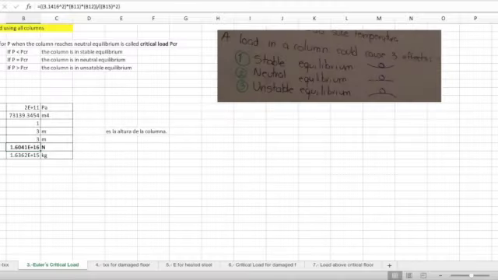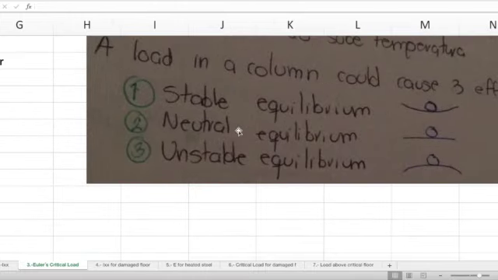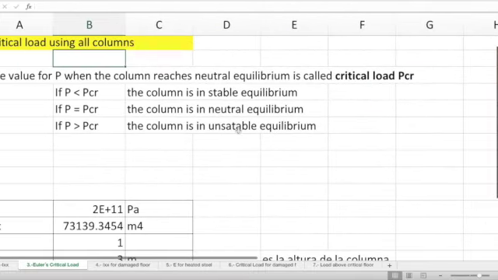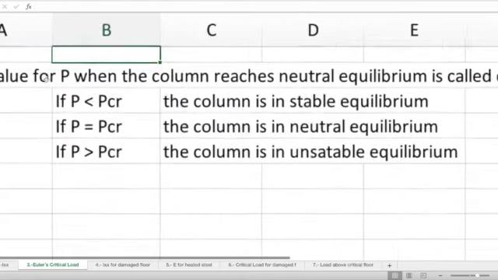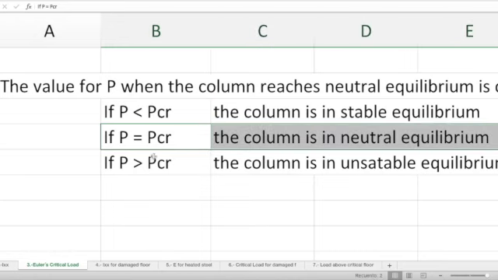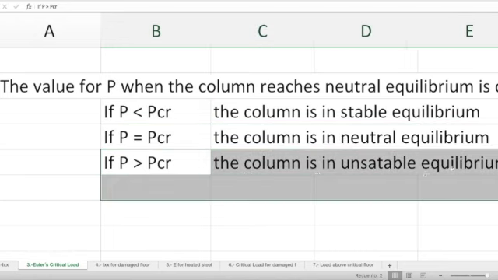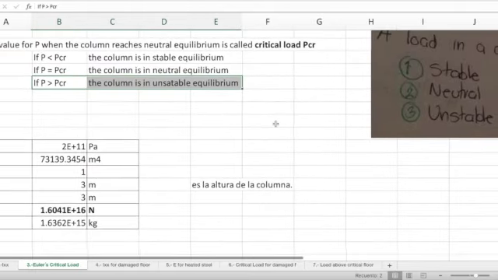Calculate the Euler's critical load for one floor using all columns. Allowing a column to calculate three states: stable equilibrium, neutral equilibrium, unstable equilibrium. If the load is less than the critical load, the column is in stable equilibrium. If the load is the same as the critical load, the column is in neutral equilibrium. If P is greater than the critical load, the column is in unstable equilibrium. The critical load formula is this.